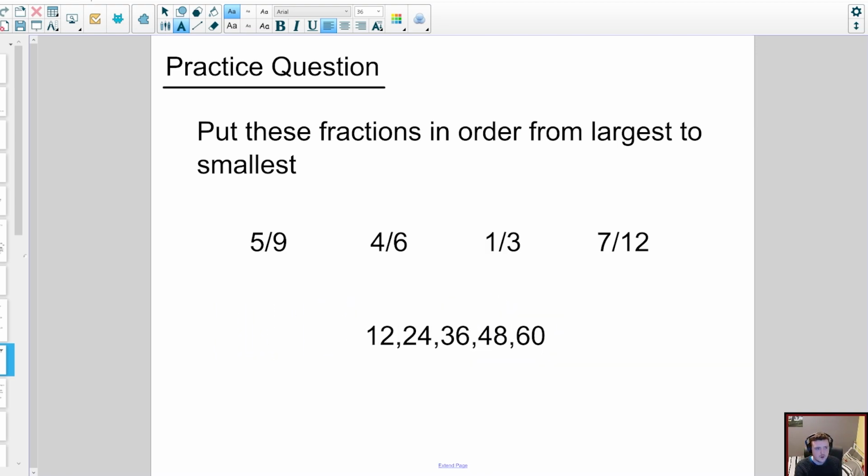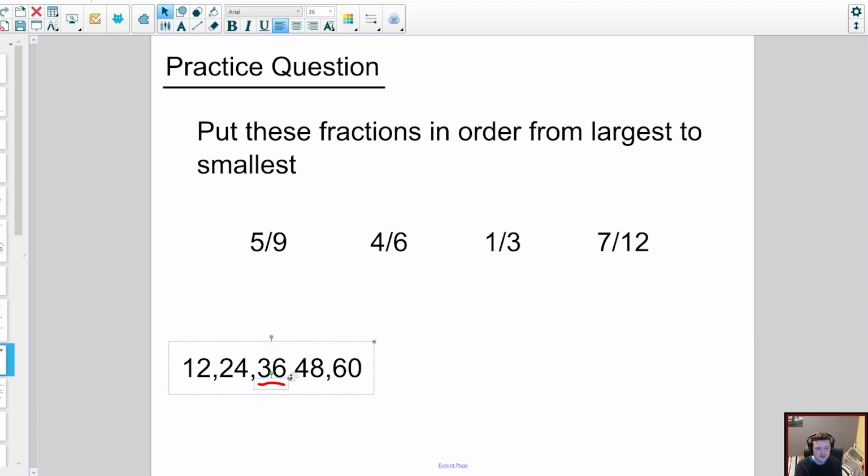I noticed straight away that the number 36 is interesting, because 6 sixes are 36, so I know that will work. 9 fours are 36, so I know that will work. And 3 twelves is 36, so I know that will work. Therefore, I've only had to do one times table, and I know my answer is going to be 36. So we're going to have 4 fractions out of 36.